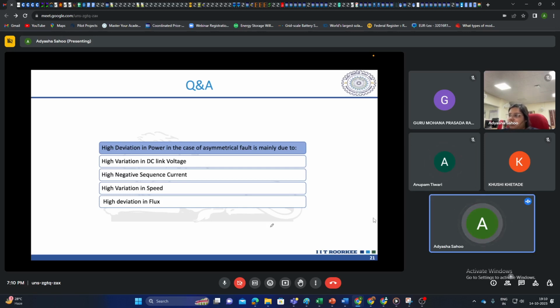Okay, anyone else would like to attempt? We got one, high negative sequence current. So we discussed that in asymmetrical fault, it will lead to the presence of negative sequence component. Due to this, there will be high deviation in power. So this is correct, high negative sequence current.